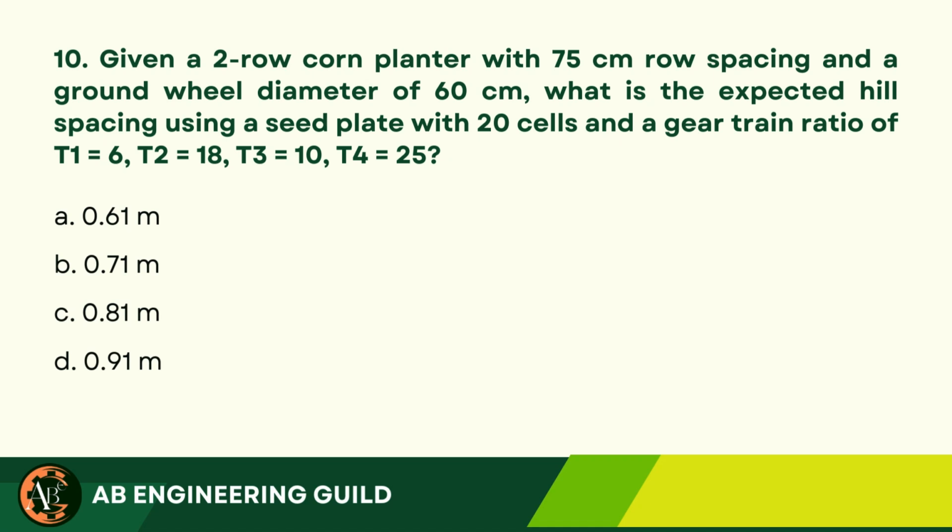10. Given a 2-row corn planter with 75 cm row spacing and a ground wheel diameter of 60 cm, what is the expected hill spacing using a seed plate with 20 cells and a gear train ratio of T1 equals 6, T2 equals 18, T3 equals 10, T4 equals 25?